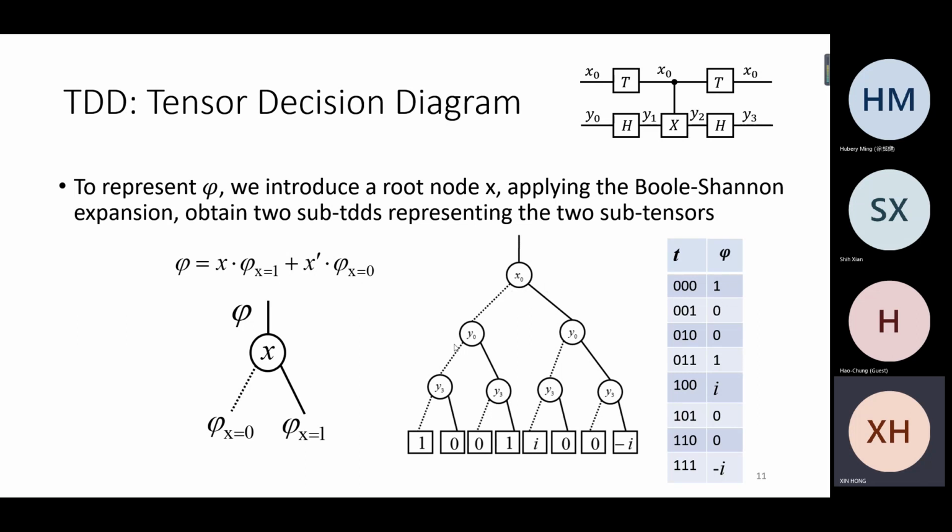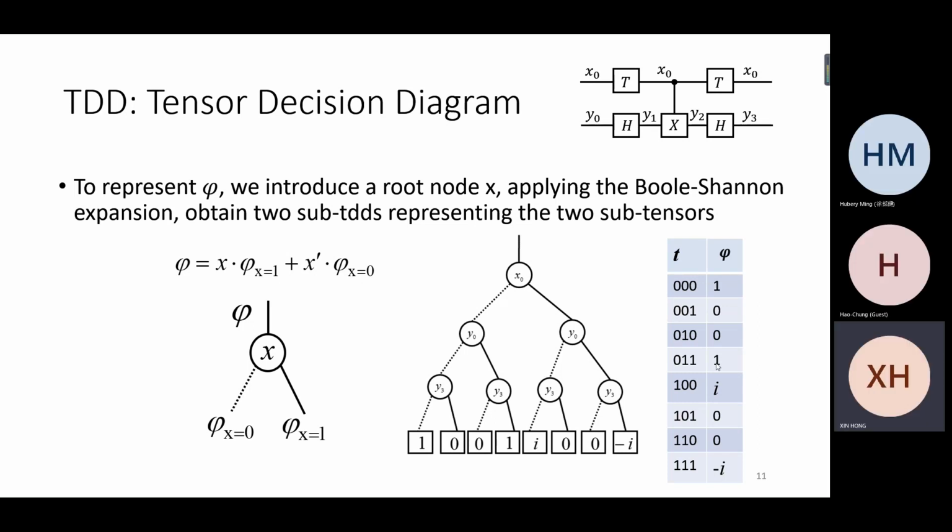Here you can see from this graph that when x0 takes value 0, y0 takes value 0, and y3 takes value 0, this tensor is 1. Similarly, if x0 takes 0, y0 takes 0, and y3 takes 1, then this tensor should be 0. It is similar for other values. When x0 is 1, y0 is 1, and y3 is 1, this tensor should be minus that.